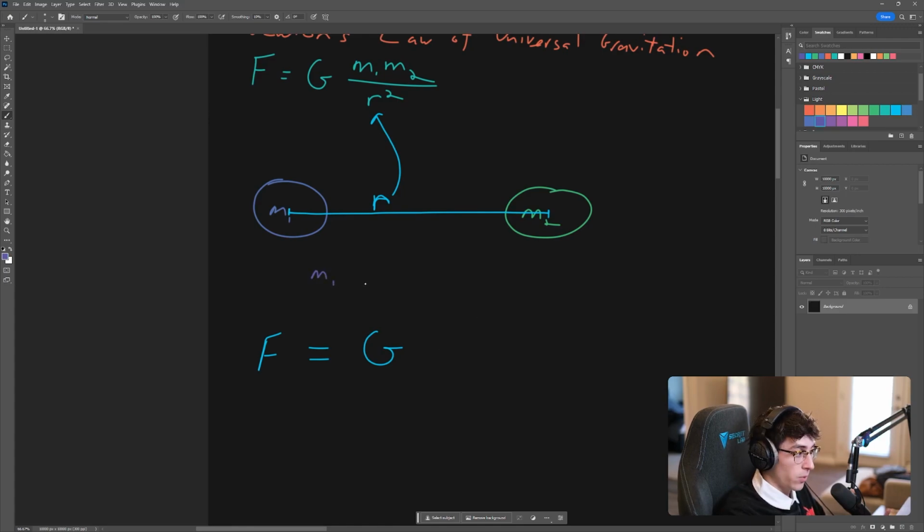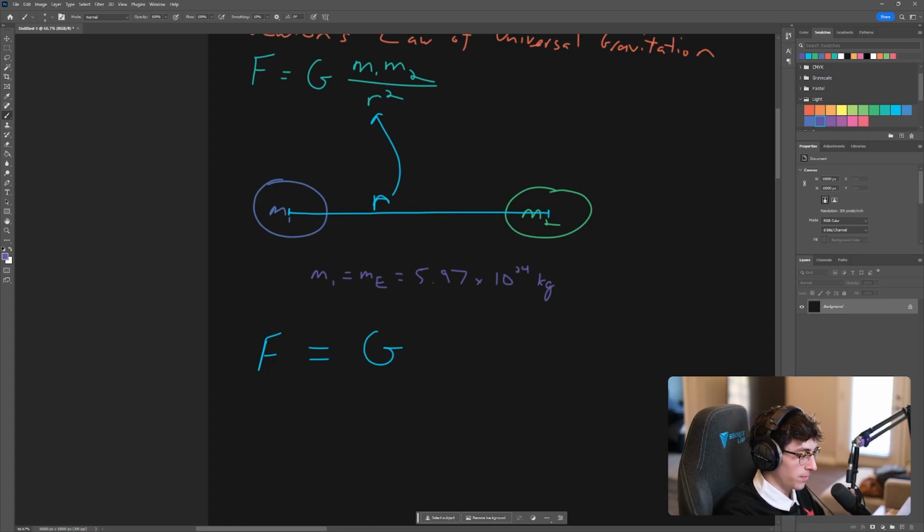Mass 1 is going to be the mass of the earth. So M1 is equal to the mass of the earth, right? Because these are literally the exact same thing. I just don't want to use M1. I want to say M Earth for clarity reasons. So the mass of the Earth is equal to 5.97 times 10 to the 24th in kilograms.